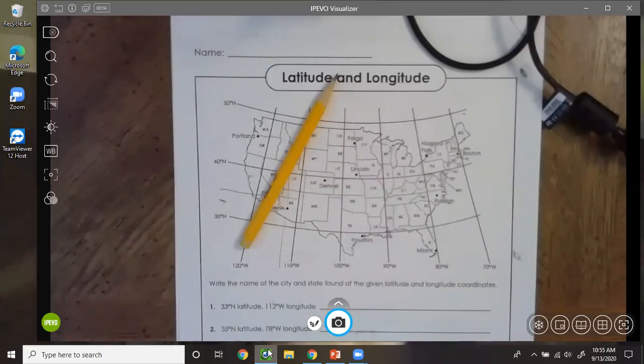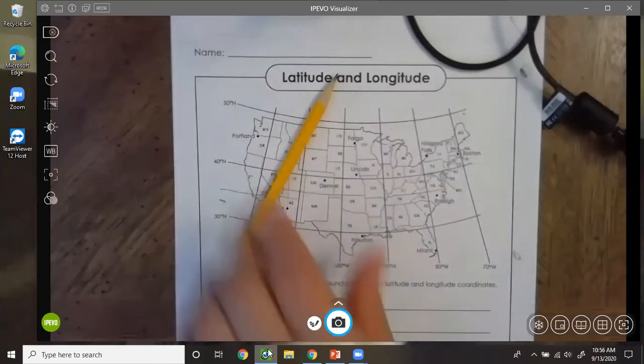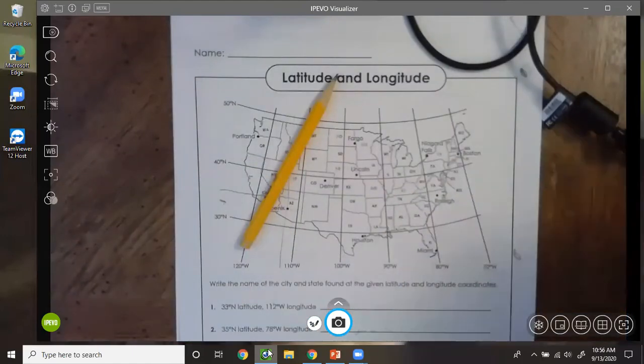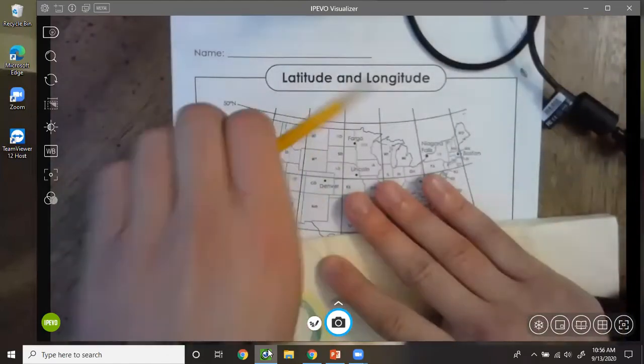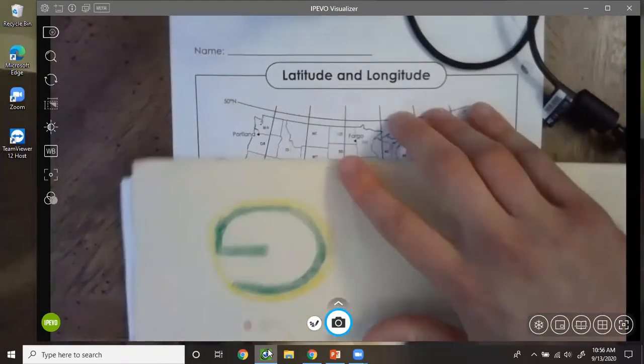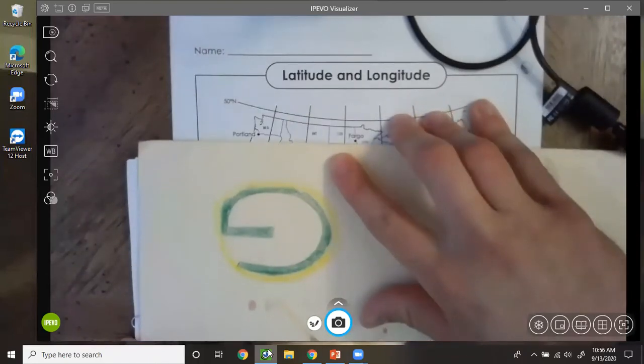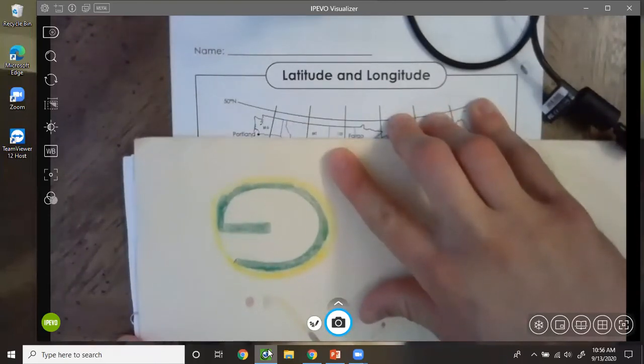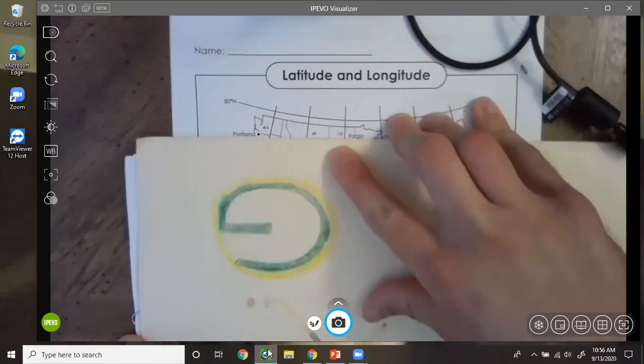We're going to pick Portland. Okay. So the first thing that we need to do is try to find the latitude. In order to find the latitude lines, we're going to line our straight edge up with the city and then draw it until we get to where the latitude would meet up with our longitude line.